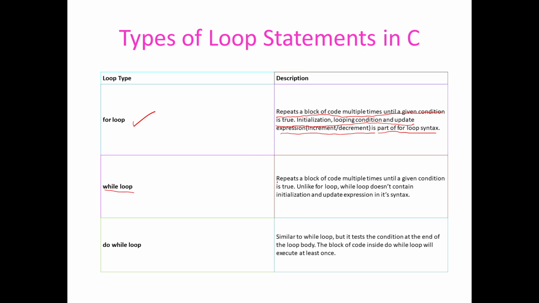So the while loop also, as I told you, these loop control statements are used for performing repetitive tasks. This while loop repeats a block of code multiple times until the given condition is true. Unlike the for loop, the while loop doesn't contain initialization and updation of an expression in the syntax.